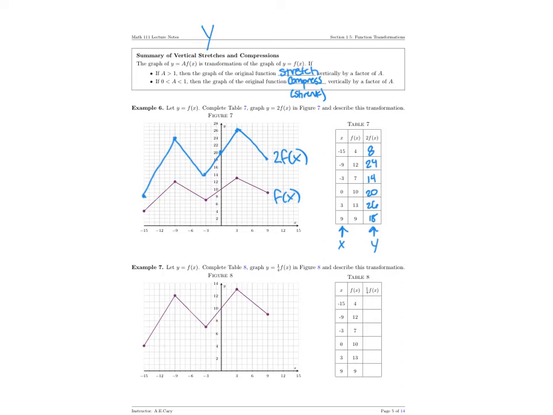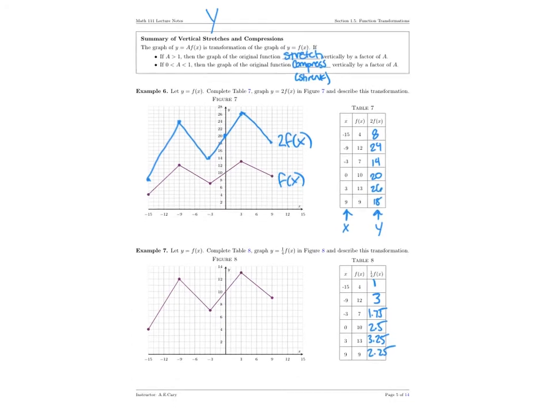So that's an example of a stretch, while a compression, like you'll see in example number 7, we're going to be shrinking our y values. So if I look at the table and I multiply all the y values by 1/4, it's going to be 1, 3, 1.75, 2.5, 3.25, and 2.25. So we have some decimals here. That's okay. We're going to just graph these the best we can.